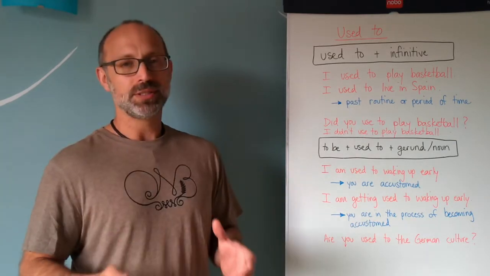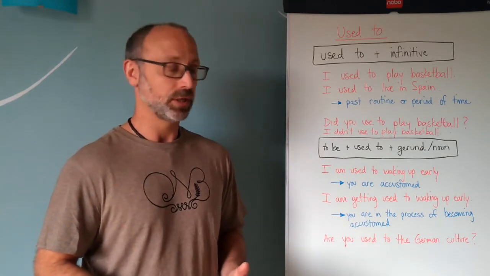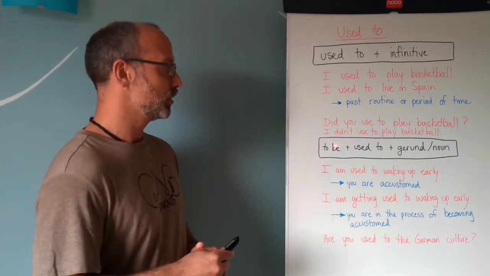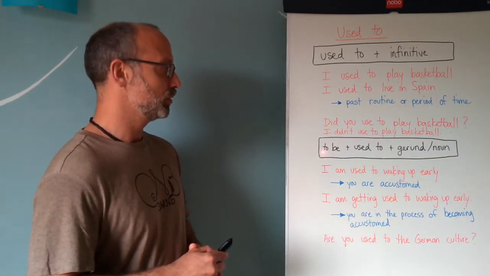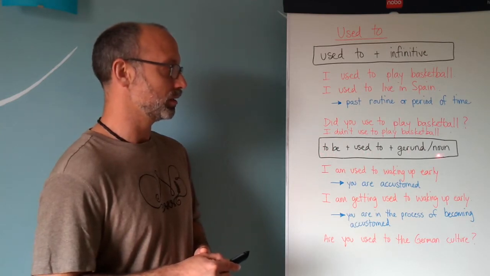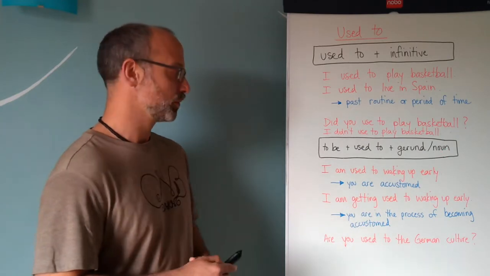So this is the concept that probably all of you are already aware of anyway. Let's get into the other one, which is a little more complex. So here, used to with the verb to be, used to, and the gerund, or a noun. Let's take a look at some examples.